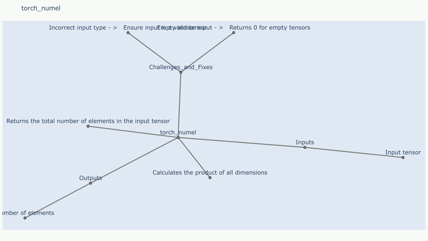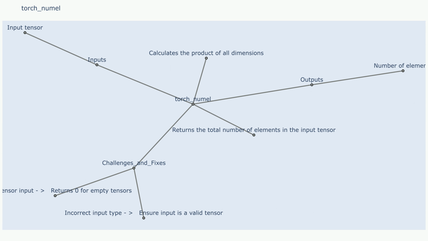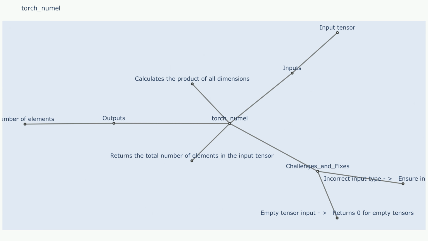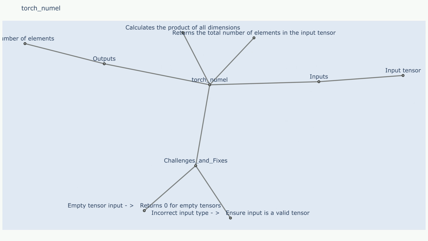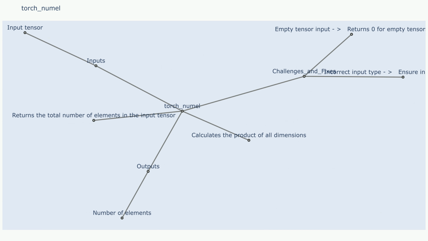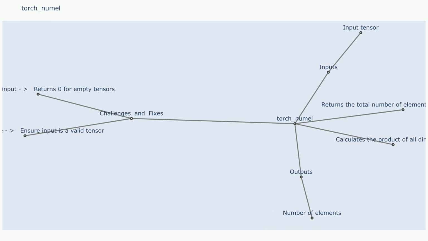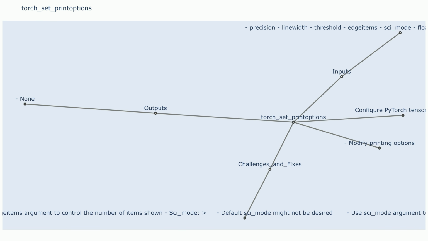Steps: the function traverses all dimensions of the tensor. It multiplies the size of each dimension to obtain the total number of elements. Challenges and fixes. Challenge 1: no challenges. Challenge 2: no challenges.